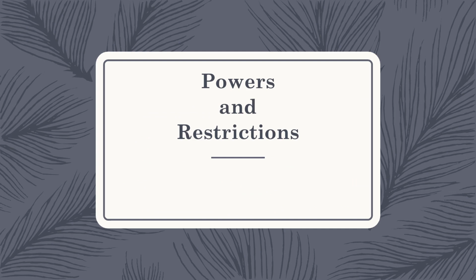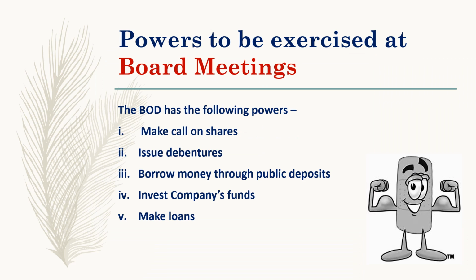Next point is powers and restrictions. There are some powers to the higher authority and some restrictions on the appointment of the directors. We'll see. First, powers to be exercised at the board meeting.